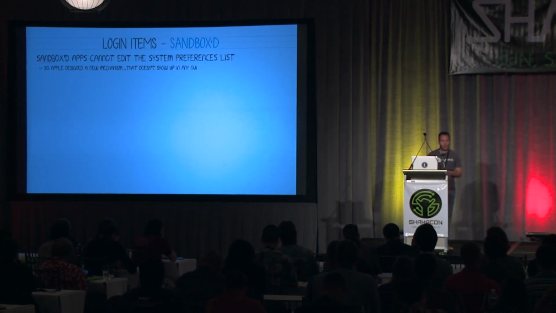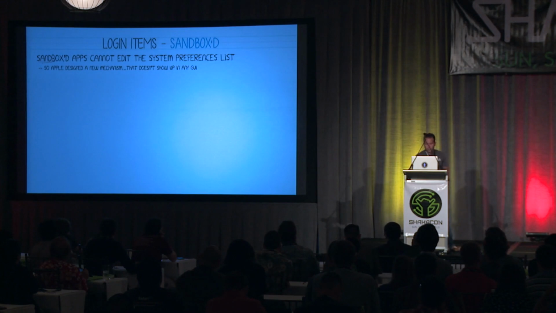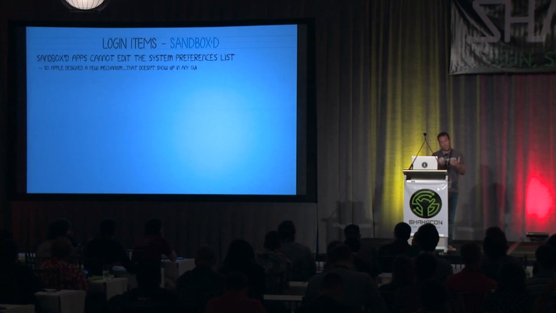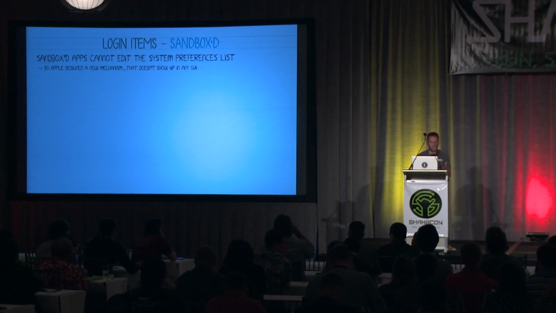So with the introduction of the Mac App Store and app sandboxing, apps actually can't register themselves as traditional login items anymore because that's a system-level component. They don't have permissions to access that. So in order to work around this, Apple designed a new way that allows apps, in 2 easy steps, to register themselves still as a login item, just in a new way. Now, the best or worst part of this is that this doesn't show up in any GUIs.